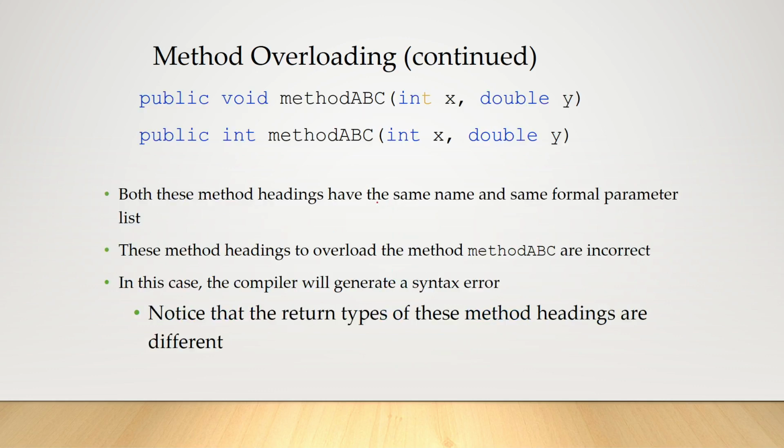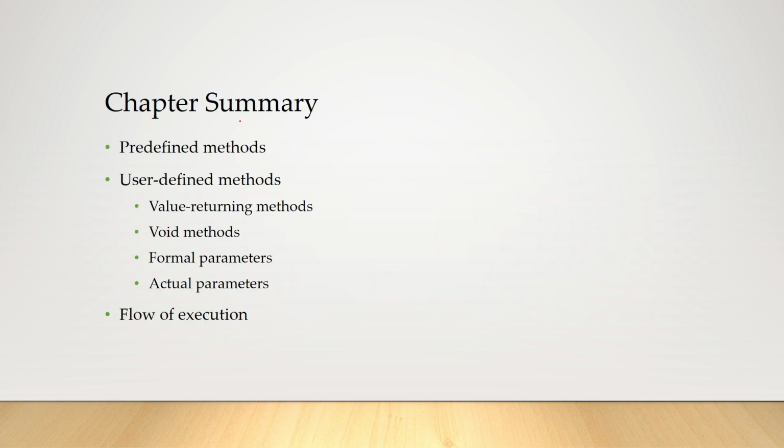Now, we have two methods here, method ABC, that are incorrectly overloading. Why is it incorrect? They have the same formal parameter list: int x and double y, and here, int and double also. Okay, they have the same method name and the same signature. So it's illegal, it's incorrect, and the compiler will generate a syntax error for this. And take note, even though the return types are different, remember, the signature does not include the return types. And that ends this one.